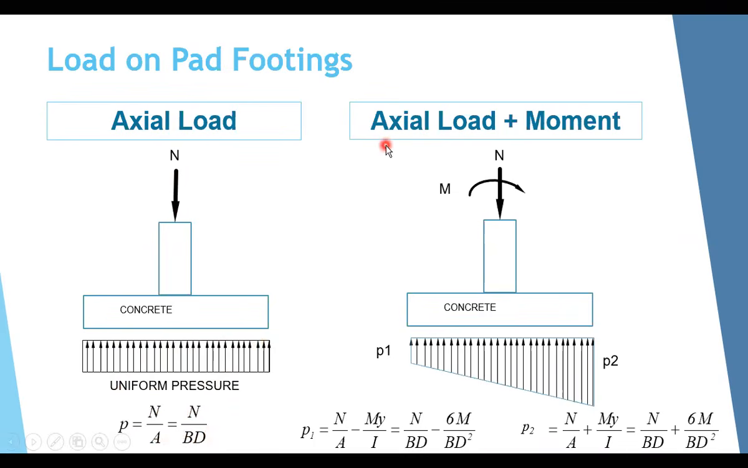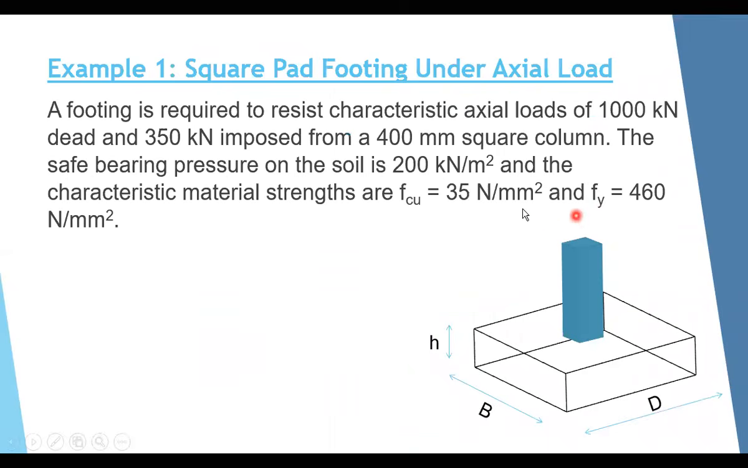The second case is when the footing supports axial load and moment, or what we call eccentric loading. In this case, the distribution will not be uniform. It will be a linear distribution. You have a higher value here and a lower value here using these two equations. In this video, I will be talking about designing a pad footing under axial load. In a coming video, I will discuss the second case, when we have eccentric loading, or axial load plus moment.